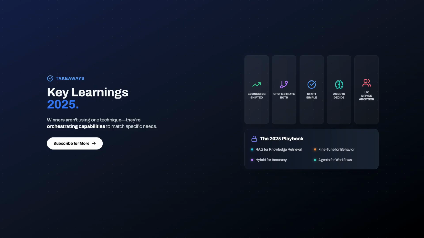Second, start simple. Don't architect for complexity on day one. Begin with RAG for knowledge. Add fine-tuning for consistent style. Scale to hybrid approaches and agents as requirements demand. Third, user experience is the primary driver of successful AI adoption. The most sophisticated system fails if people don't use it. Prioritize speed, simplicity, and trust. And here's the pattern. Winners aren't choosing one technique. They're orchestrating capabilities to match specific needs. The playbook? RAG for knowledge retrieval, hybrid approaches for accuracy, fine-tuning for consistent behavior, and agents for orchestrating workflows.